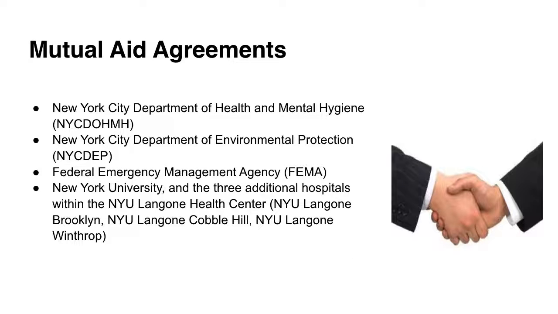Moving on, in order to have better preparedness, mutual aid agreements are made. Currently, NYU Langone Tisch Hospital has mutual aid agreements with the New York City Department of Health and Mental Hygiene, with the New York City Department of Environmental Protection, with the Federal Emergency Management Agency, and NYU Langone Brooklyn, NYU Langone Cobble Hill, NYU Langone Winthrop.